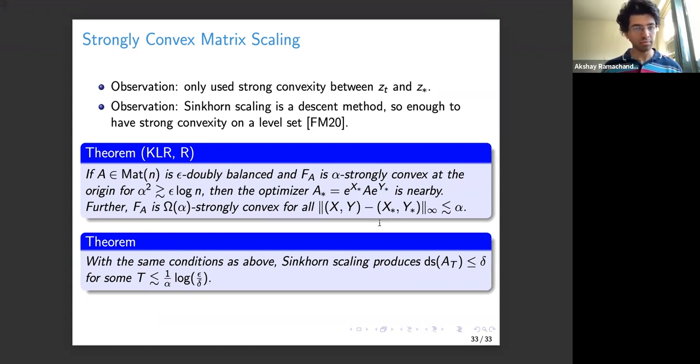Cool. So in conclusion, we've covered how to frame matrix scaling as convex optimization, and how strongly convex inputs will give an improved analysis of, let's say, the optimizer or of algorithms. These are the kind of ideas that we're going to generalize to the geodesic setting for non-commutative optimization, which we'll talk about in the next lecture. Great.